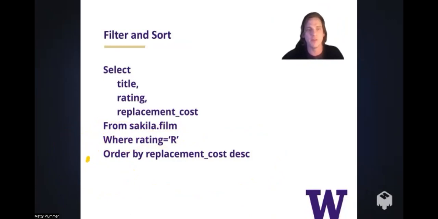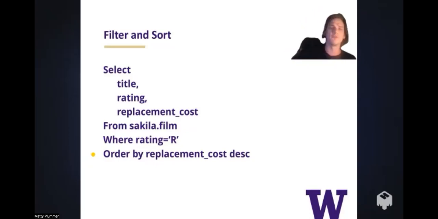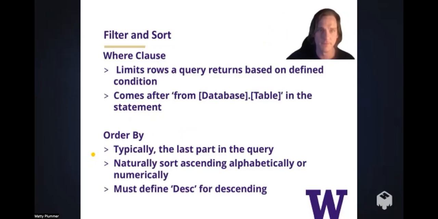And then the last thing we added here is an order by clause. And it's the same thing as sort in Excel. We're saying, okay, give me all the films for these columns that are rated R, and then I want you to give me a descending order for the replacement cost. So just a little bit more on the where and order by clause.